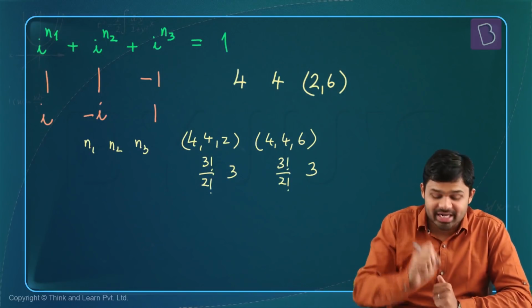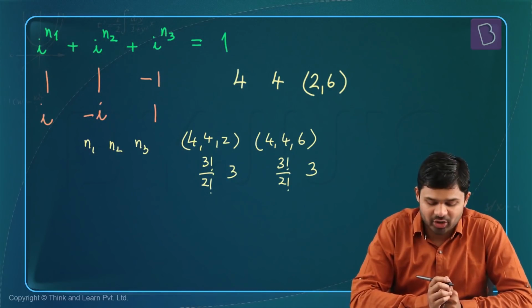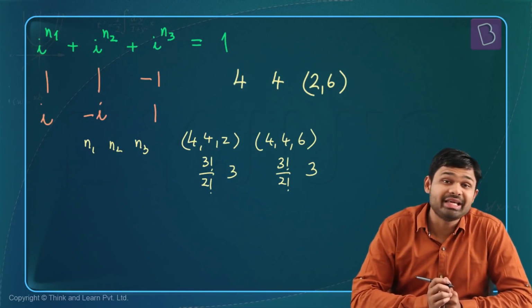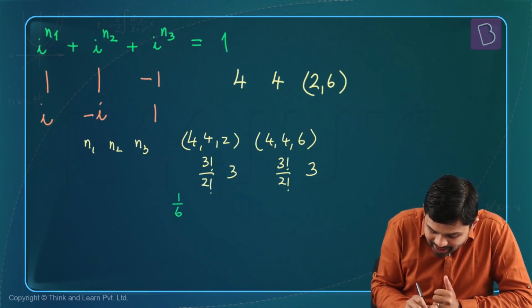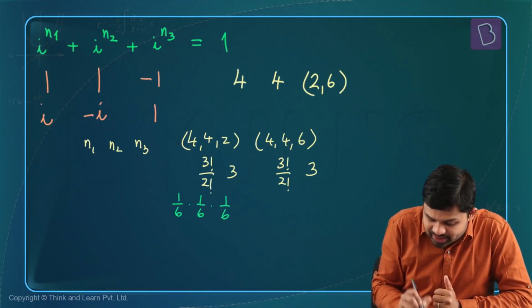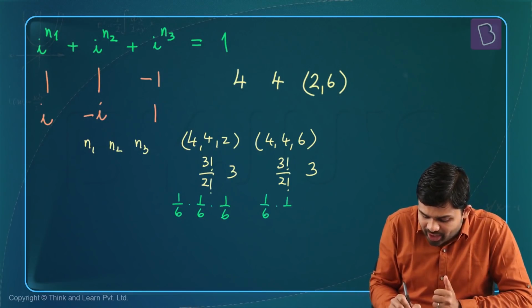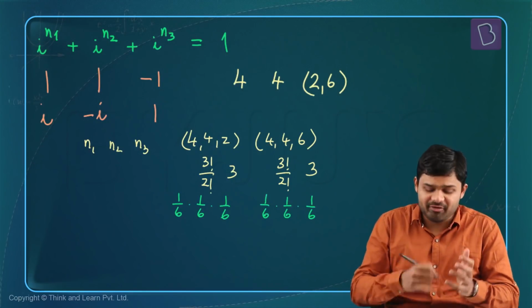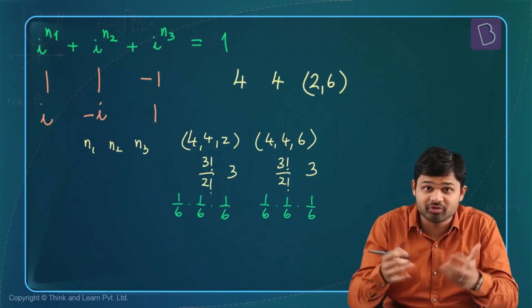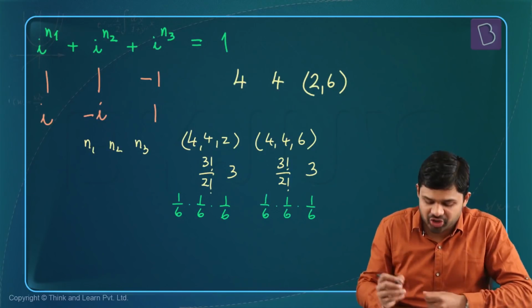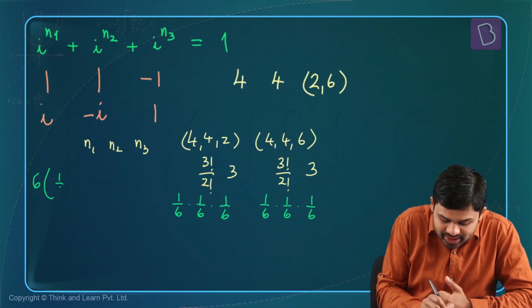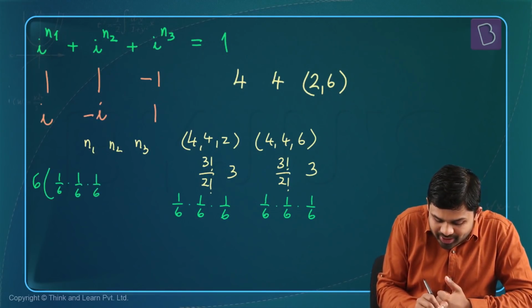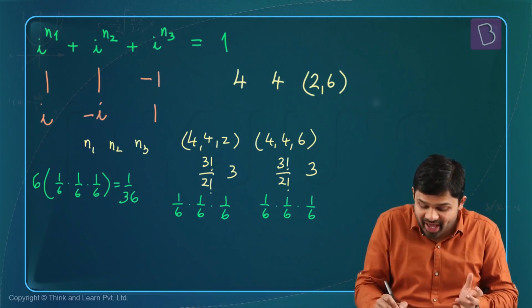Now let's find out the probability that n1, n2, n3 is 442 given we have a fair die. If there's a fair die, the probability of this is going to be 1 by 6 into 1 by 6 into 1 by 6. Same with this case, 1 by 6 into 1 by 6 into 1 by 6. If you add these two cases up, all of them having 3 different permutations possible, you will get 6 times 1 by 6 into 1 by 6 into 1 by 6, which will be nothing but 1 by 36. So this is the case with the fair die.